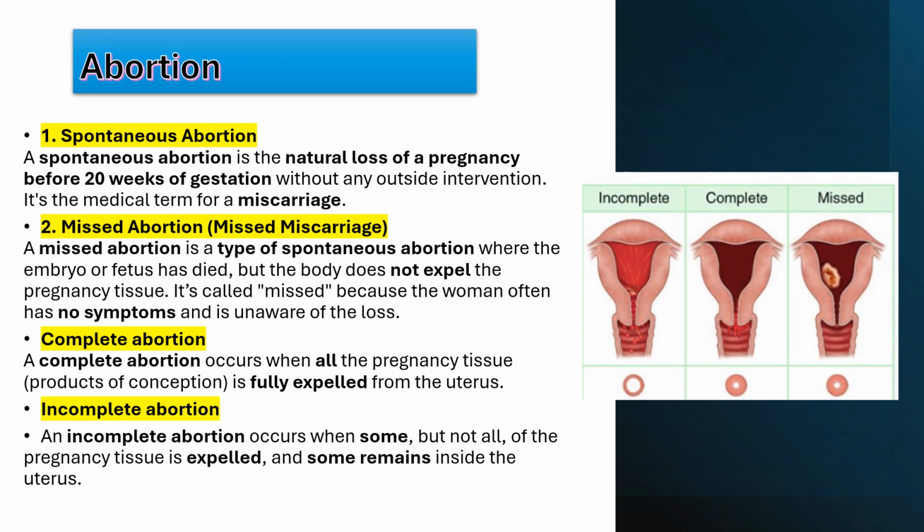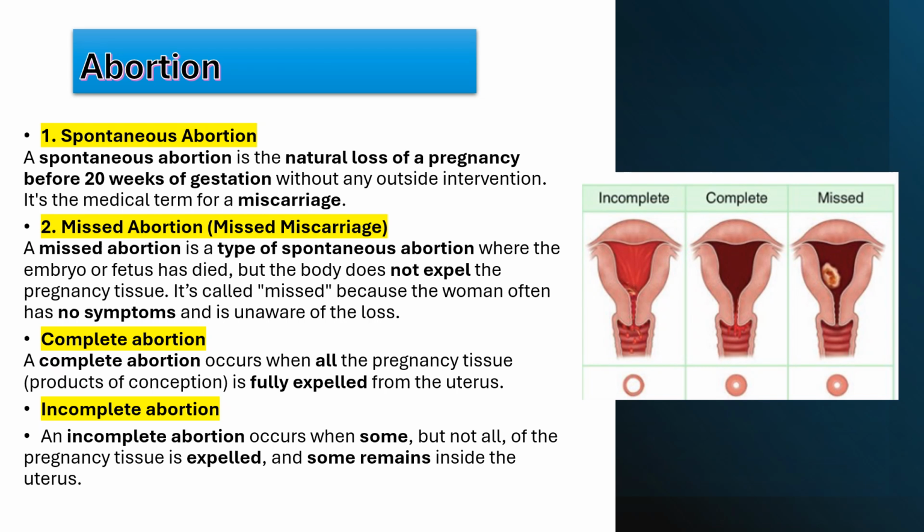Then the missed abortion. A missed abortion is a type of spontaneous abortion where the embryo or fetus has died but the body does not expel the pregnancy tissue. It is called missed because the woman often has no symptoms and is unaware of the loss. That is called a missed abortion. Then the complete abortion occurs when all the pregnancy tissue or products of conception are fully expelled from the uterus. And incomplete occurs when some but not all of the pregnancy tissue is expelled and some remains inside the uterus.